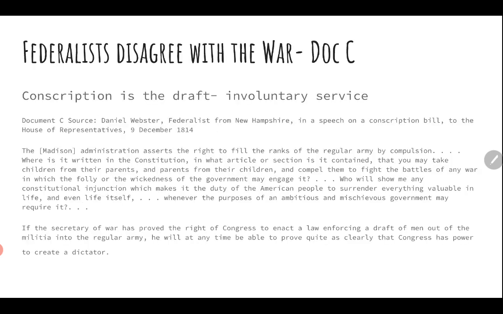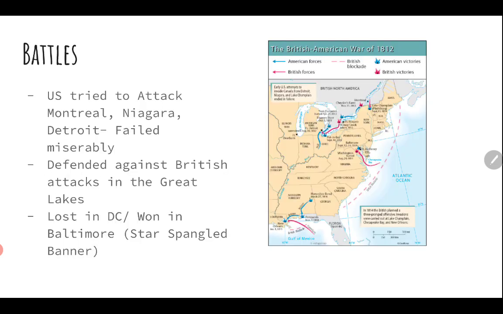Okay, so if you take a look at Doc C, this is a Federalist who's from New Hampshire, right? So thinking about that, you can really use that to analyze their point of view. And what he's saying is that the draft or conscription is unconstitutional. You can't make people fight in this war. And so what's interesting about this is you now have the Federalist, who used to be a loose constructionist, now being a strict constructionist, right? Because they do not agree with the war.